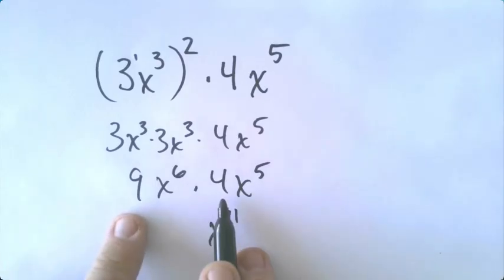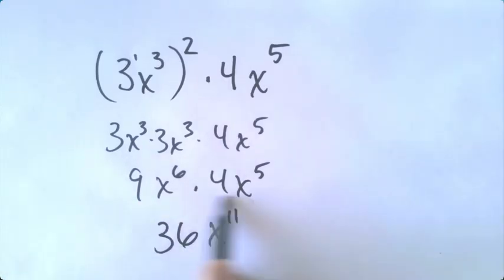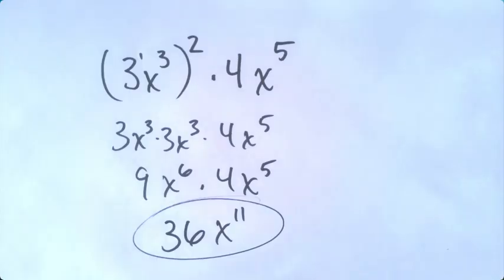And then what's the number I put in front of that? 36, not 13. 4 times 9 is 36. So this is 36 times x to the 11th power.